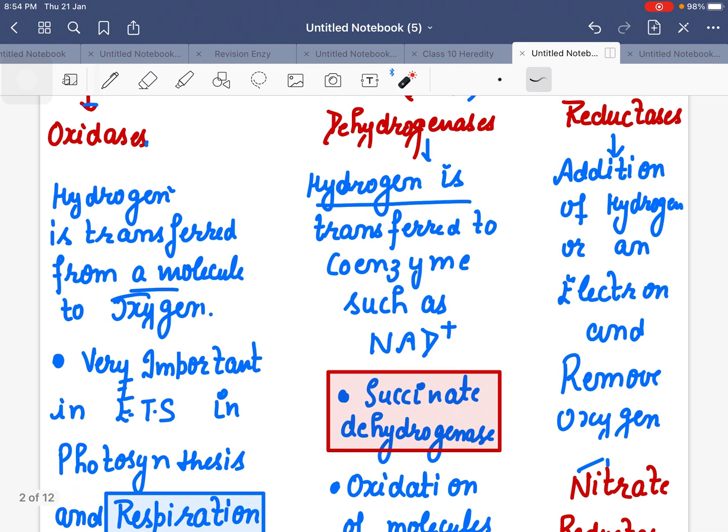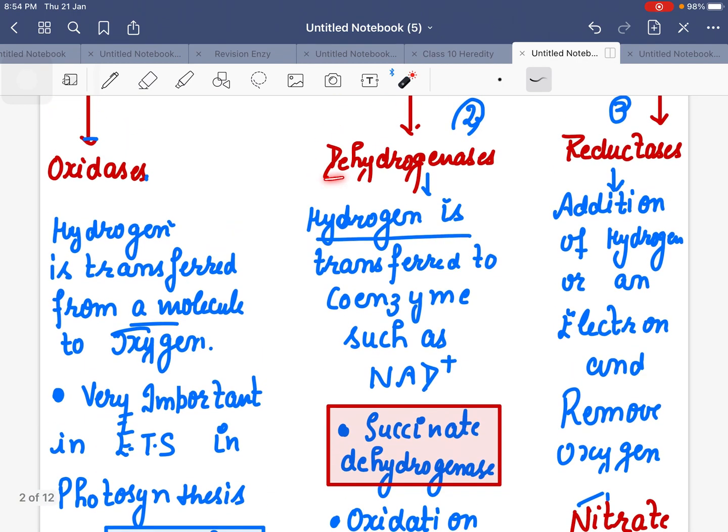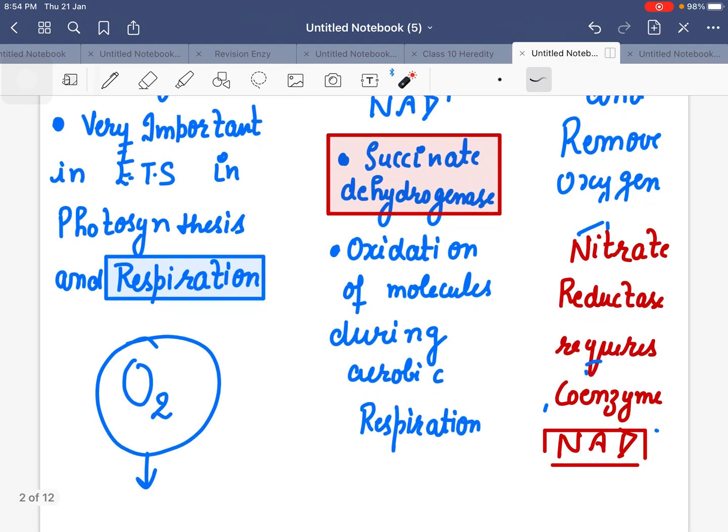Next is dehydrogenases. Dehydrogenases means you are transferring hydrogen, but transferring to whom? Not to any molecule. The hydrogen is usually transferred to the coenzymes. Coenzymes are NAD positive, NADP. These are coenzymes. So succinate dehydrogenase is a very common example, as well as oxidation of molecules.